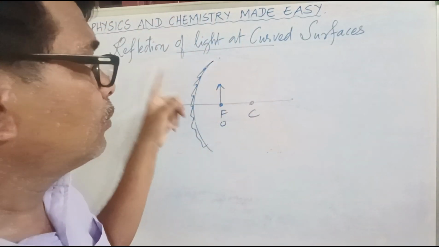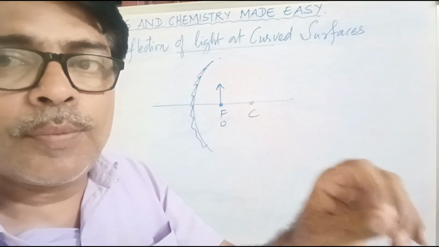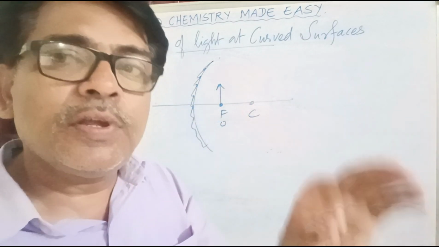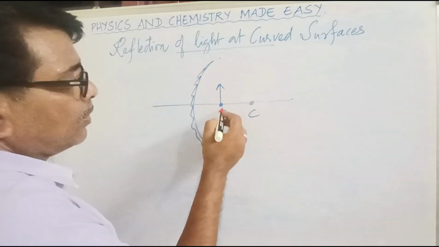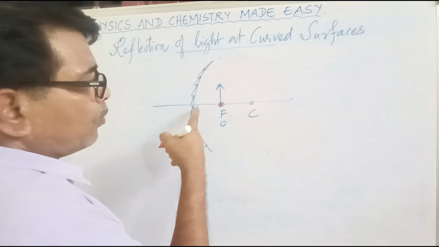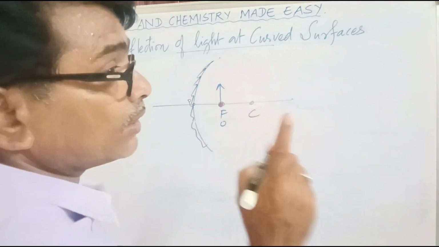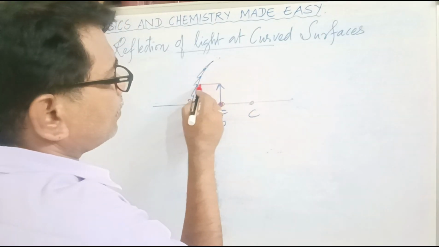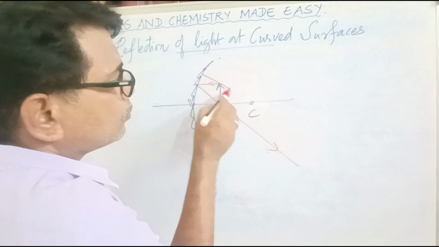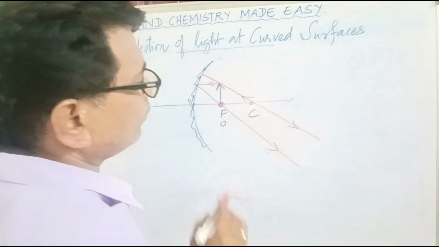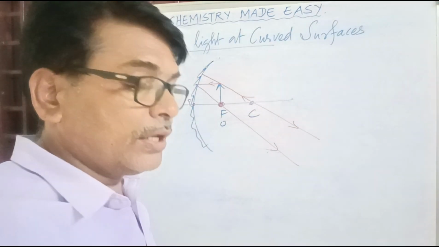For objects beyond C, the first two rules we used: parallel through focal point, through focal point parallel. On C we have used the same rule. Between C and F also we have used the same rule. Now when you come to the point between P and F, this is P, you have to use the first rule and the third rule. The first rule is what? Parallel through focal point. And the third rule is what? Through C. Remember this one? That rule you have to use. Simply show it and leave it. Image is formed at infinity.